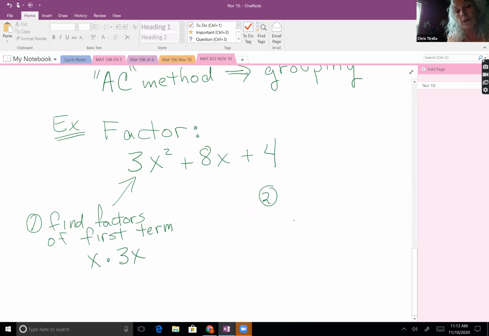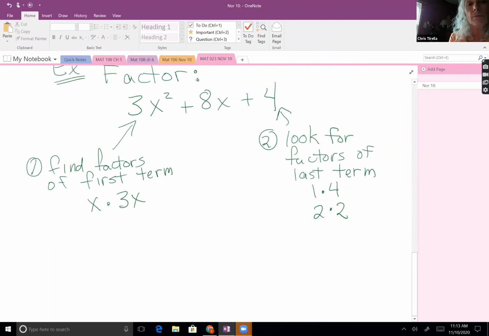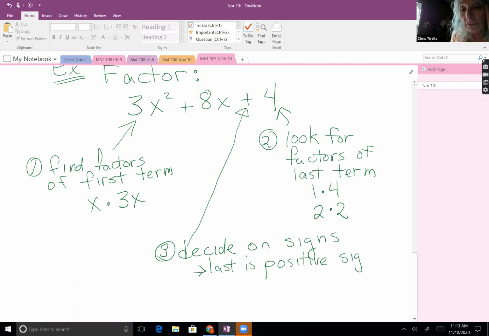Then the second thing that we said we wanted to do was look for factors of the constant term, or the last term. And so 4 could be 1 times 4, or it could be 2 times 2. Then I think the third thing we said we were going to do was decide on our signs. If the last term is positive, the signs are the same, and they're the same as the sign on the middle term.